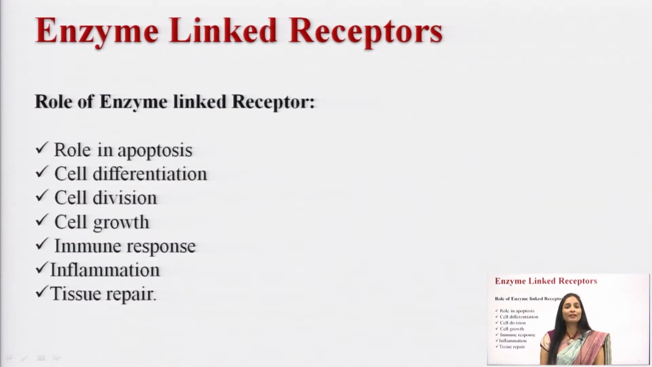Okay, so, we will see the role of an enzyme linked receptor, how the enzyme linked receptors are important in our body. So, what is the main role of enzyme linked receptors? Tyrosine kinase receptor falls under these receptors. Cytokines are also enzyme linked receptors. It plays an important role in apoptosis, cell differentiation, cell division, and cell growth. It plays an important role in immune system responses, inflammation, and tissue repairing. In all these conditions, the enzyme linked receptor will play a major role.